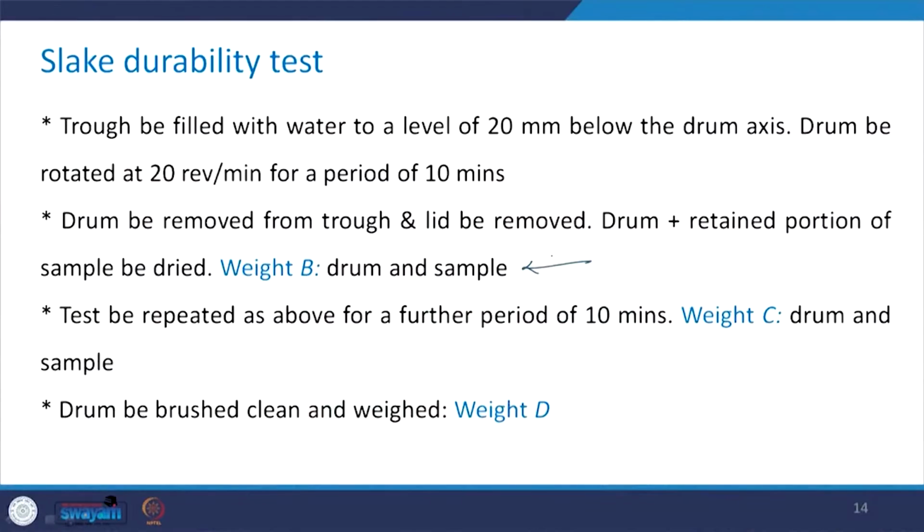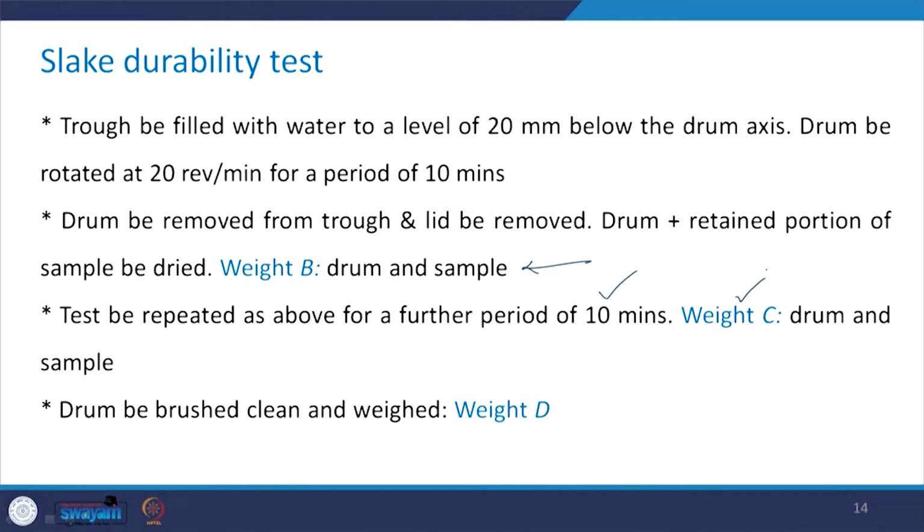So, you see that if the rock is prone to disintegration, there will be a lot of difference between the weights A and B, because with the action of this revolution and the sample inside, the disintegration will be more, and those fine particles will come out of the drum and get deposited in the water, and the remaining weight will be much less than the weight A. Then the test is repeated as it was done in the previous step for a further period of 10 minutes. So, basically that was the first cycle of wetting and drying.